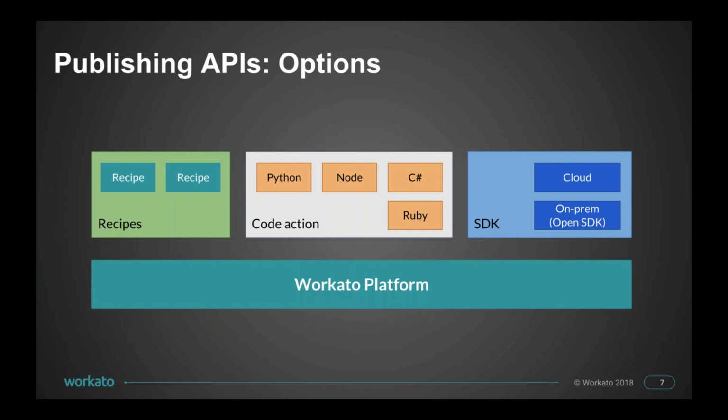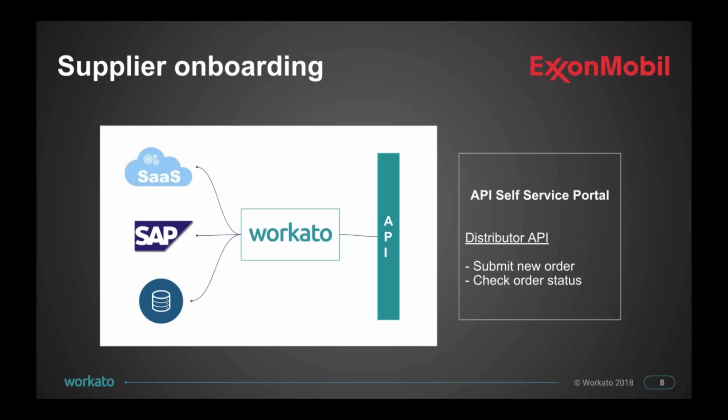We support code actions, so you can write your logic in any programming language that we support, and then expose that. And of course, you can also use our SDKs. We have a ground SDK, which is Java based, that runs within the Workato application server that you can deploy within your network. You can also use our Ruby Cloud SDK, where whatever you write is managed by us.